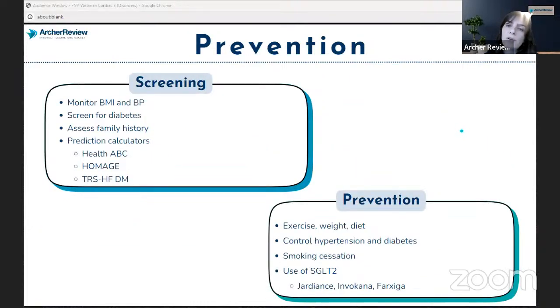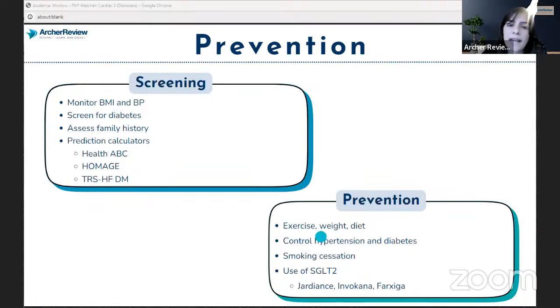So again, our role in primary care for this patient population for CHF is screening, identifying, and preventing, right? So we want to make sure we're monitoring the patient's weight, we're monitoring their blood pressure, we're screening for diabetes, and we're addressing all of these things. Do they have a strong family history? There are some prediction calculators. I don't personally use them, but if you find it useful, you could use it in the clinic. But the idea is we really want to help manage some of these comorbid conditions so that we're preventing it from leading to this heart disease, right? Leading to CHF. So prevention is key.